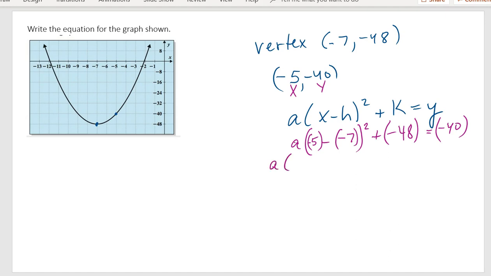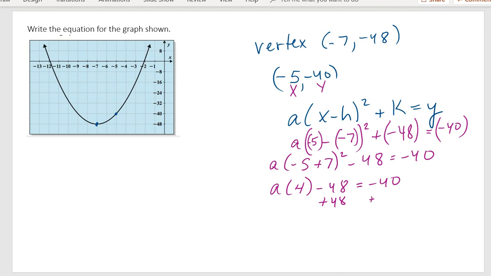So now the only thing I'm missing is a, so I can solve for a. Let's clean this up. So this is going to be -5 minus -7, or that's going to be +7, times a, minus 48 is -40. So 7 minus 5 is 2, squared is 4. I'm going to add 48 to both sides and divide by 4. And I get a is equal to 2.